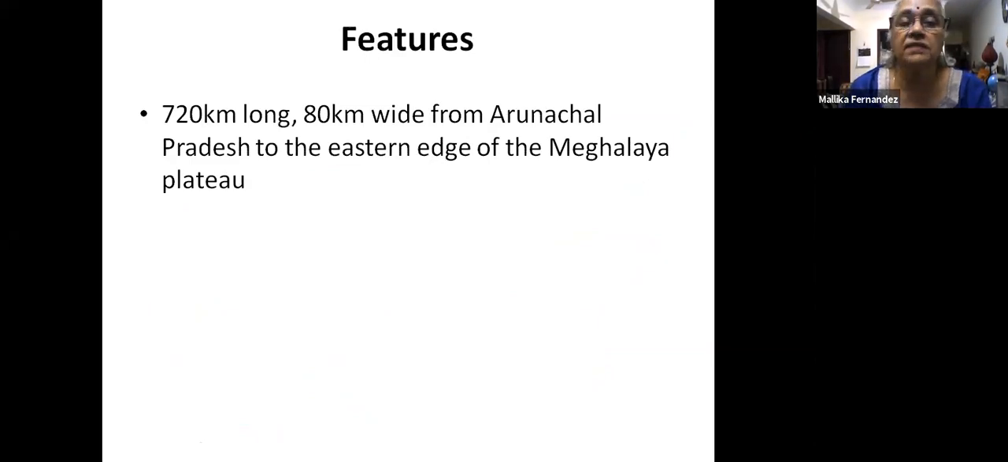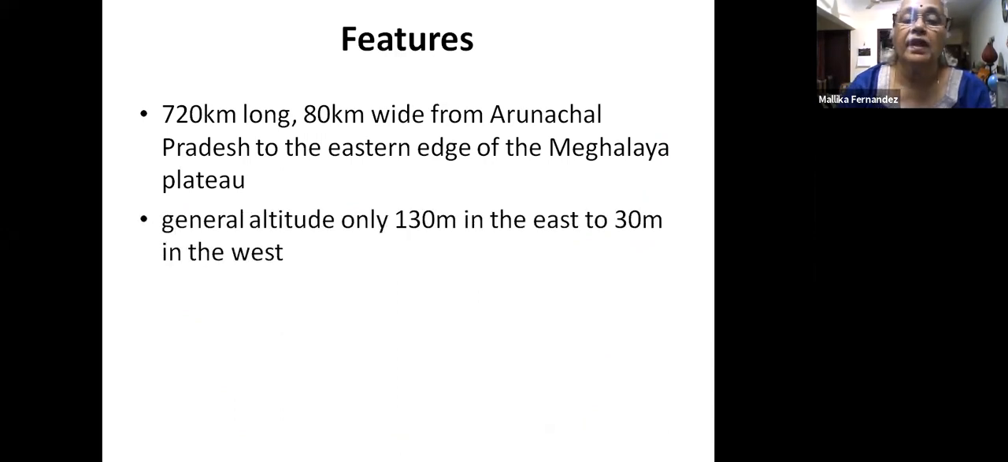So the features are that it is 720 kilometers long and 80 kilometers wide, from Arunachal Pradesh on the eastern edge to the Meghalaya plateau. That's the width of the region. The general altitude is very low, only 130 meters. Remember, the Ganga plain goes up to 272 meters in Saharanpur, whereas here this region is just 130 meters in the east, which is where the Brahmaputra River begins to flow into India, and 30 meters in the west.